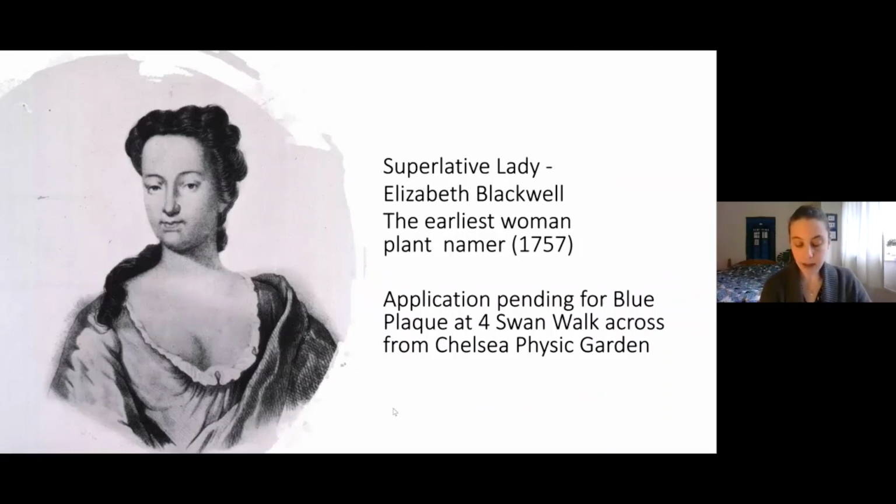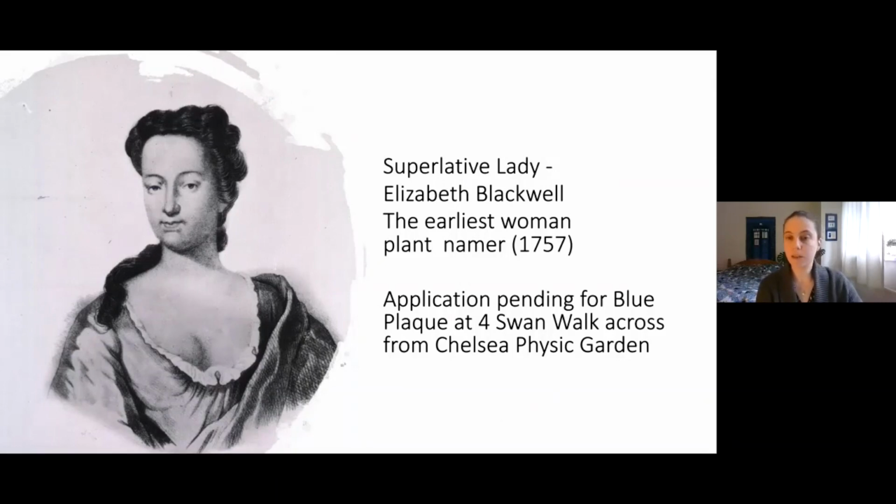So I just wanted to pick out and highlight a few superlative ladies. So for me, Elizabeth Blackwell, she's one of the most interesting people that we uncovered definitively, because if somebody had asked me in 2014 who was the first woman to name a plant in the Linnaean system, there wasn't an easy way to find out using the plant names database. But now I can tell you it was Elizabeth Blackwell.